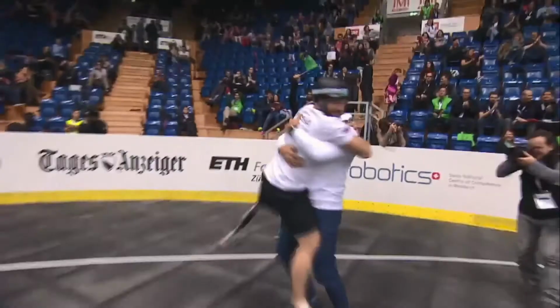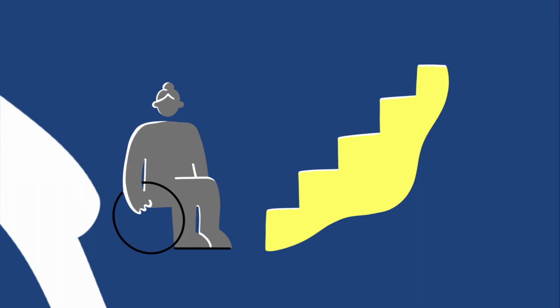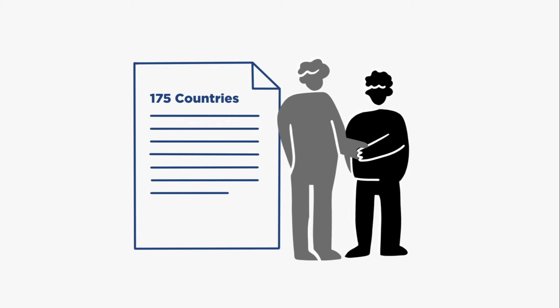Around 15% of the world's population lives with some form of disability and often face barriers in their daily life. And this despite of 175 countries which have committed to removing barriers, protecting people with disabilities against discrimination and promoting their inclusion and equality in society by signing the UN Disability Rights Convention.